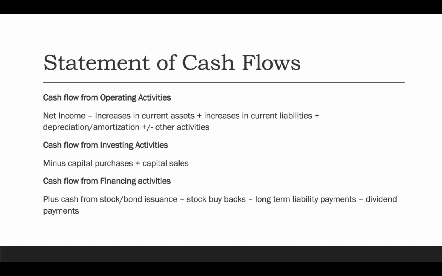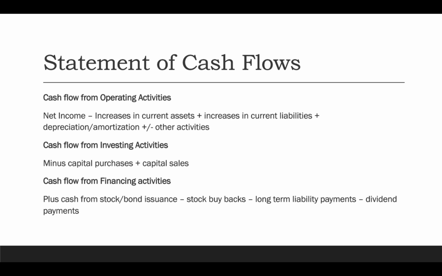If we have increases in current assets, like we bought inventory, cash flow goes down. If we have increases in current liabilities, it means maybe we had expenses that we didn't pay for yet, so we're going to add that back in here because we haven't actually paid those expenses yet. And then we have other activities that can affect that, which we'll talk about in this problem also.